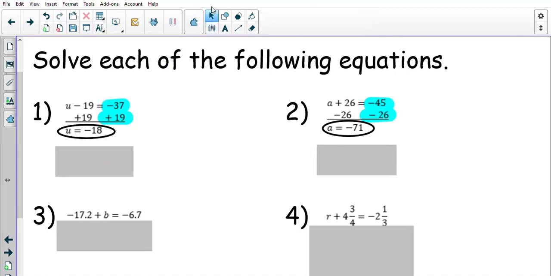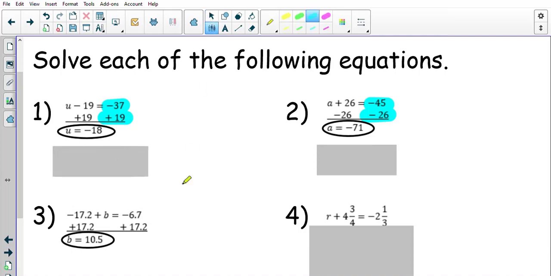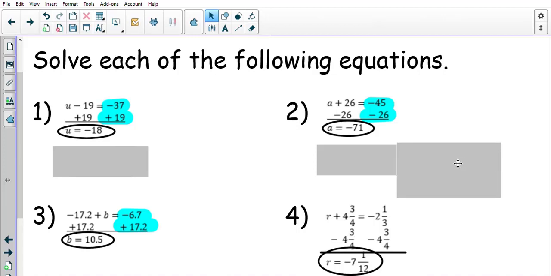Number 3, what's happening to the variable is add negative 17.2. So the inverse is to add a positive 17.2. So you're going to do negative 6.7 plus 17.2 to get B equals 10.5. And finally, you're adding 4 and 3/4 is what's happening to the variable. So the inverse is to add a negative 4 and 3/4 or subtract 4 and 3/4. So in your calculators, you're going to do negative 2 and 1/3 minus 4 and 3/4 or plus a negative 4 and 3/4 to get R equals negative 7 and 1/12.